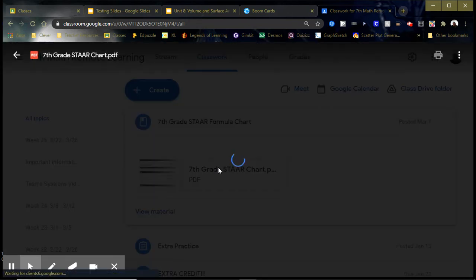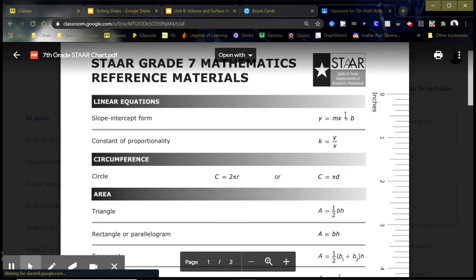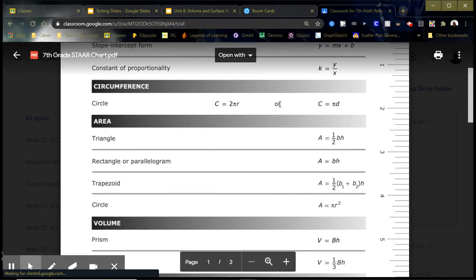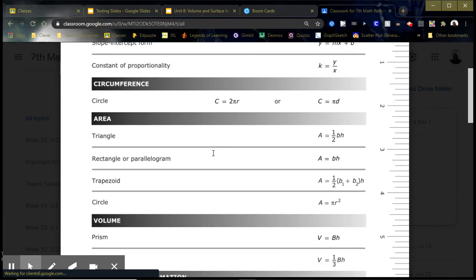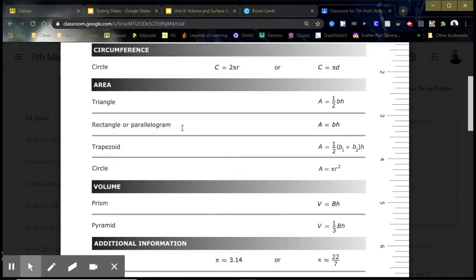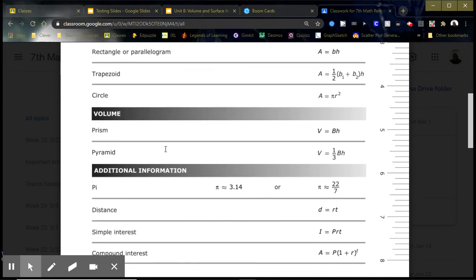So make sure you're using it, okay? This first page has linear equations, slope-intercept form, constant proportionality, which was back at the beginning of the year. And then we have circles. What's the circumference of a circle? What's the area of a triangle? What's the area of a rectangle or a parallelogram? What's the area of a trapezoid? And what's the area of a circle? And then we get into volume.